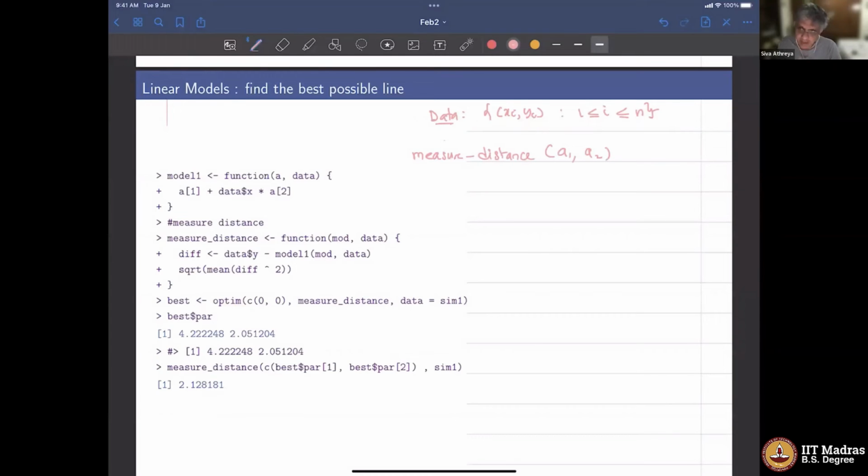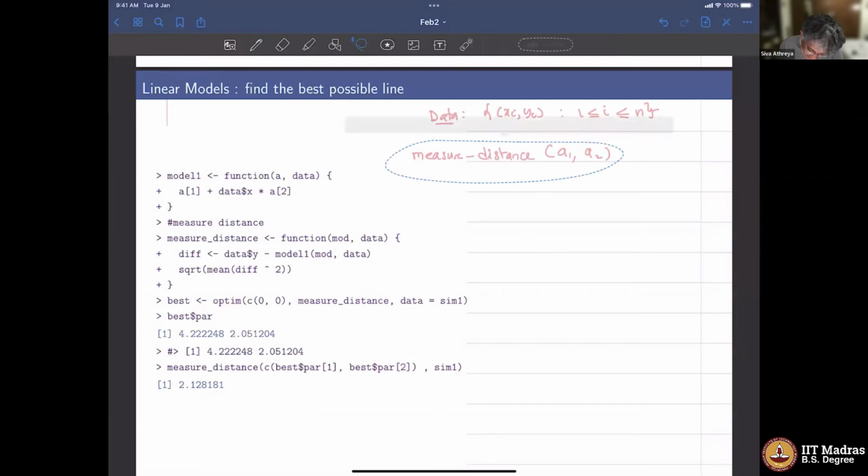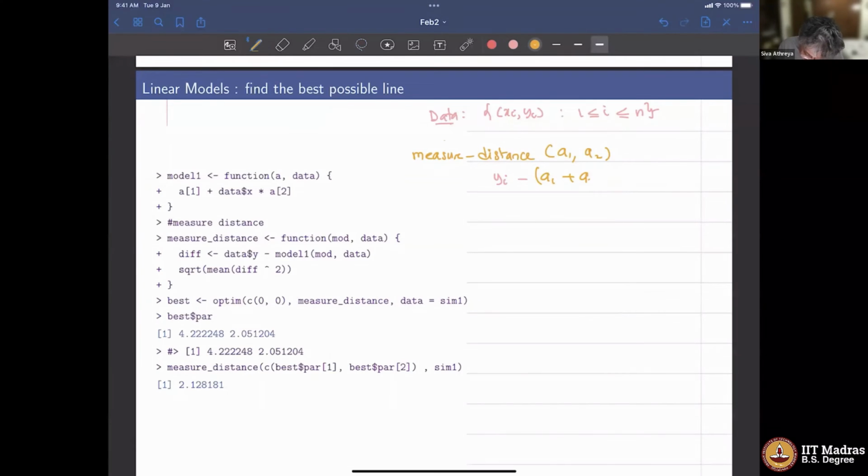So now what will happen? My data point is (xi, yi). I'm going to take my yi and see how far it is from a1 plus a2 times xi. That's where the line is going to pass, right? And yi is my data point. So this will tell me the true distance between the line and the data point.